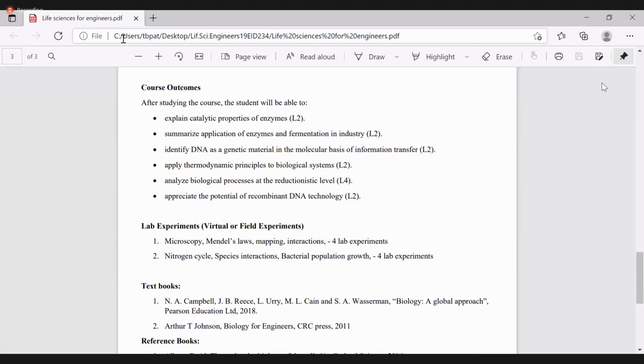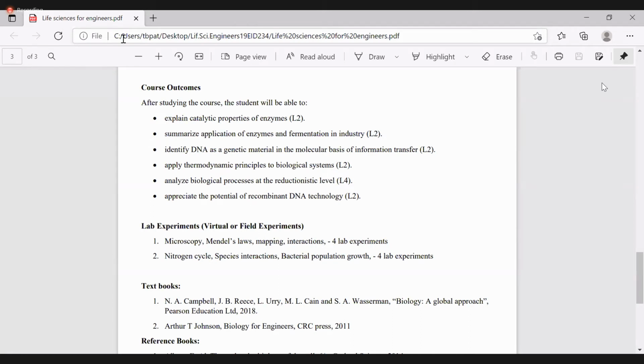Okay. Next is the species interactions. Different species, their cloning or else their hybrid interactions, play a very essential role in biological evolution. Okay. Next is bacterial population growth.